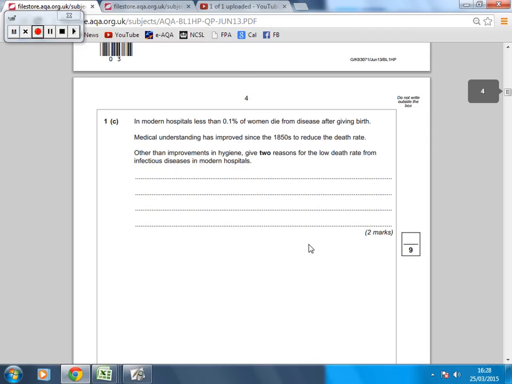Next bit is comparing it with modern death rates, so 0.1% of women die, so the situation's improved dramatically. So medical understanding has improved since the 1850s, but what else apart from hygiene would lead to lower death rates? So we're not talking about cleaning equipment or cleaning hands, we're talking about something else. So come up with 2 sensible reasons for that.